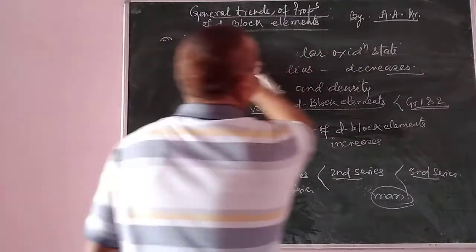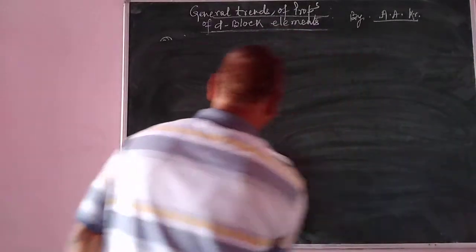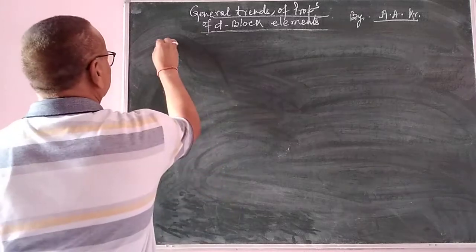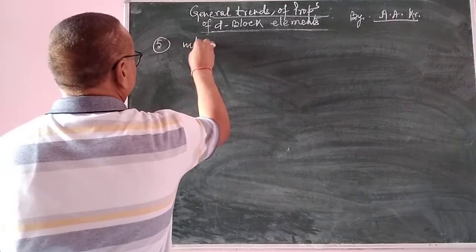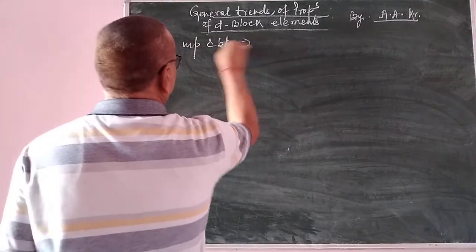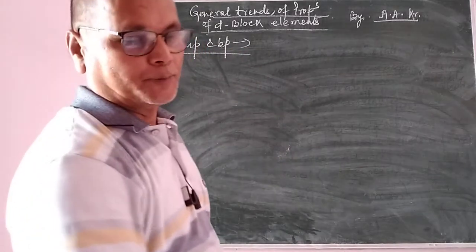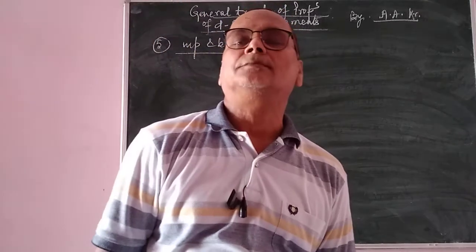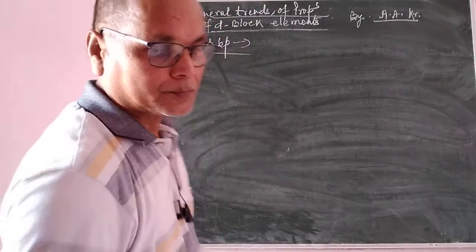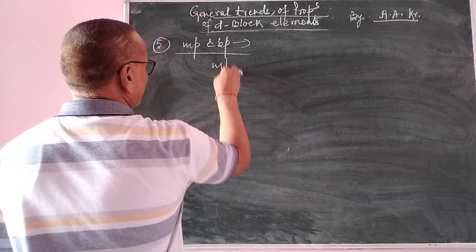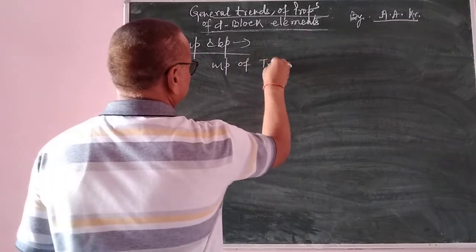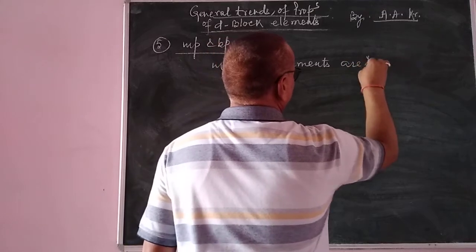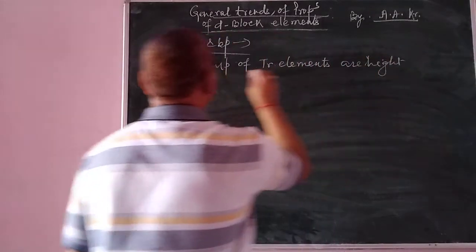Now the fifth point comes under melting point and boiling point. Melting point of transition elements is high. This is the first point.